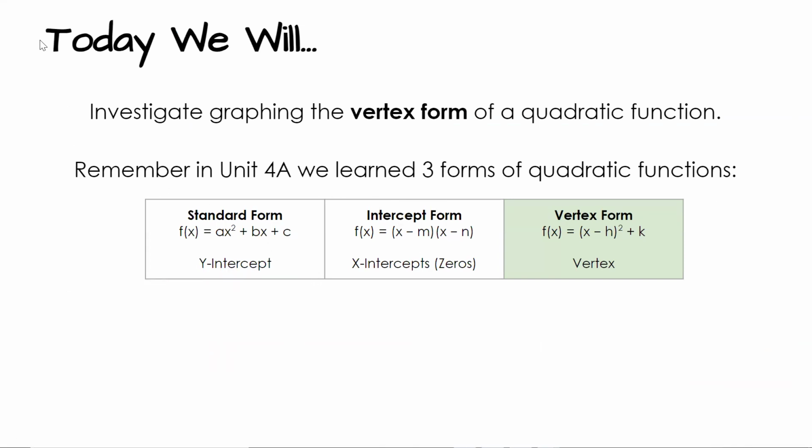So these are the different forms that we learned about. This is the standard form. That's where we could find the y-intercept, which was always a constant. The x-intercept form is what we talked about last week. X-intercepts or zeros, those are the same thing. But today we're going to focus on vertex form. That's the one we're going to talk about today.